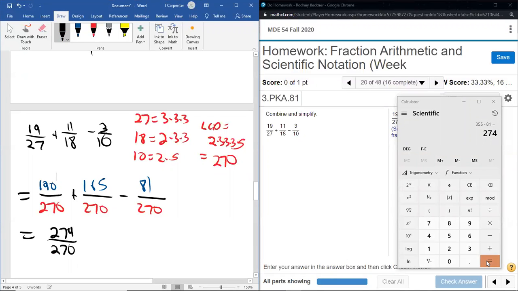over the 270 that remained there. Now, maybe you want to double check that. 190 plus 165 minus, you can type it all at once in a calculator, 81, and you get still the 274.